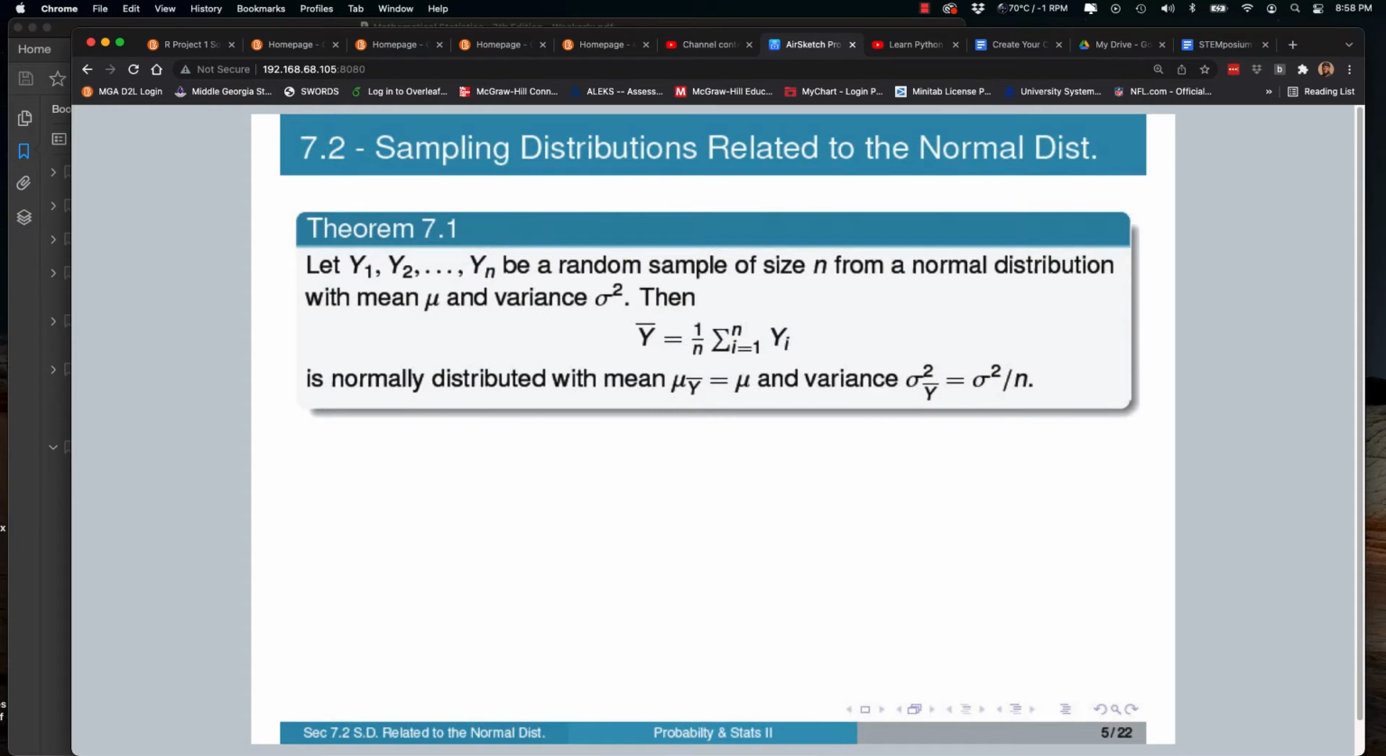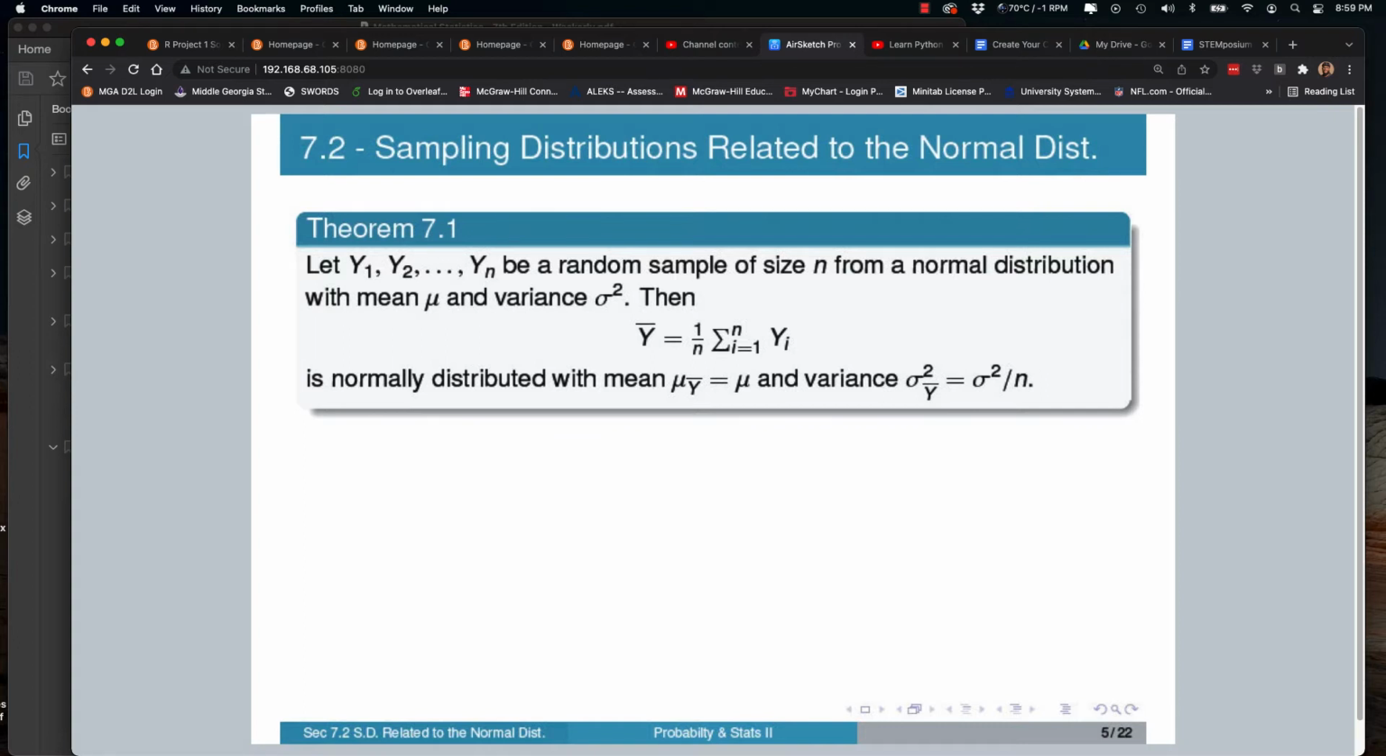Okay, so that brings me to the following theorem. Let y sub 1 through y sub n be a random sample of size n from a normal distribution with mean mu and variance sigma squared. Then y bar, equal to 1 over n times the sum of y sub i, is normally distributed with a mean of mu sub y bar equals mu and variance sigma squared sub y bar equals sigma squared over n.